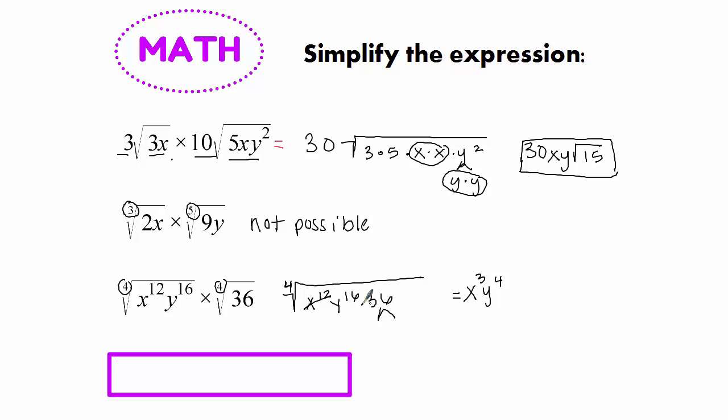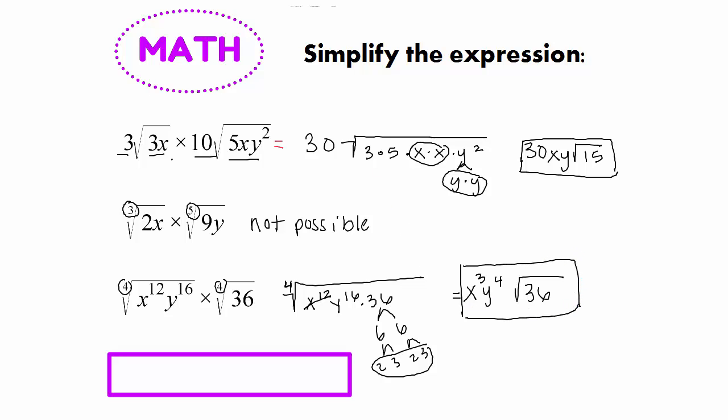And then 36 I need to start breaking down to see if I have any groups of 4. Remember, to come out of the radical, you have to have a group of whatever your index is. 36 breaks down into 6 and 6, which is 2 and 3, 2 and 3. I do not have any groups of 4, so I multiply all of these back together, whatever couldn't come out. In this case, 2 times 3 times 2 times 3 is 36, so I'm left with this as my answer.